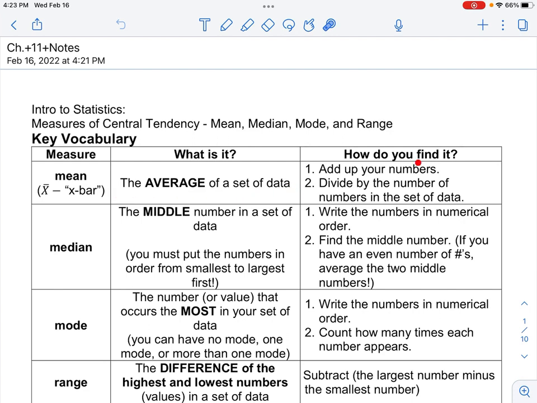The mean is the average of a data set. So how you find this, you're going to add up your numbers and then divide by the number of numbers in the set of data. So if you have 7 numbers, you'll add them all up and then you'll divide by 7.